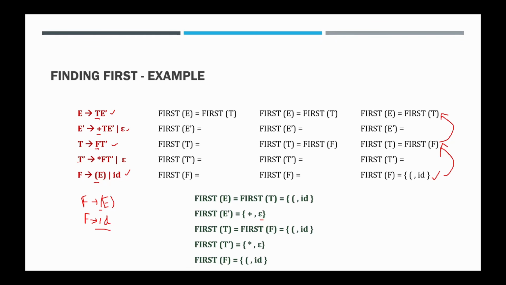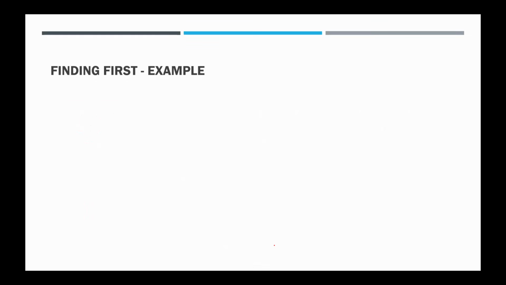Okay. So what is first of T dash? Star. And we have the epsilon production. So please include epsilon also. Star, epsilon. Is that clear? Right. So this is how we will be finding the first for the set of non-terminal symbols.